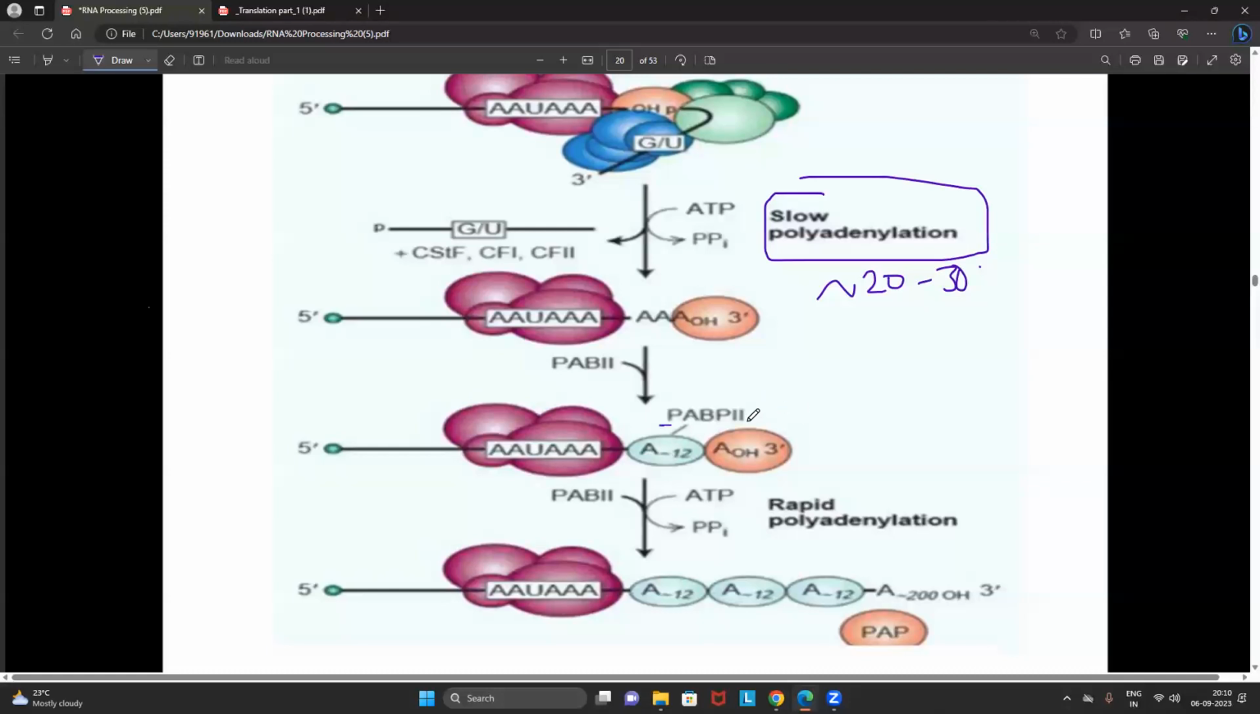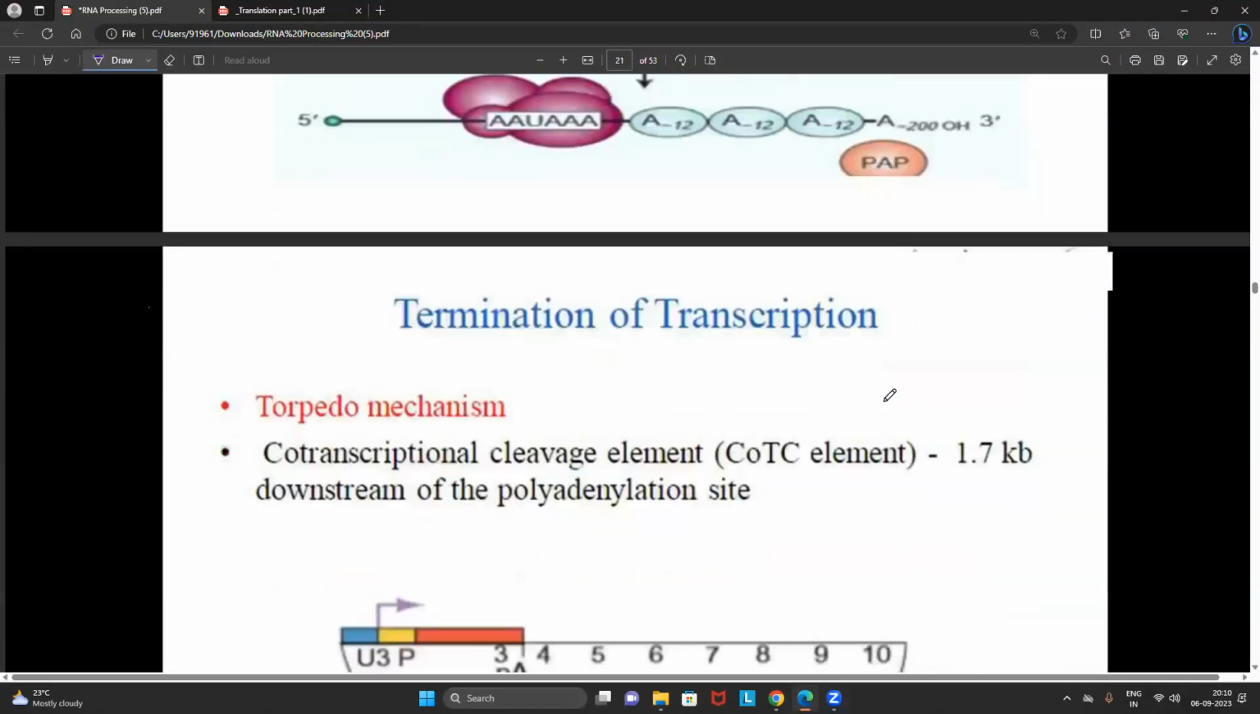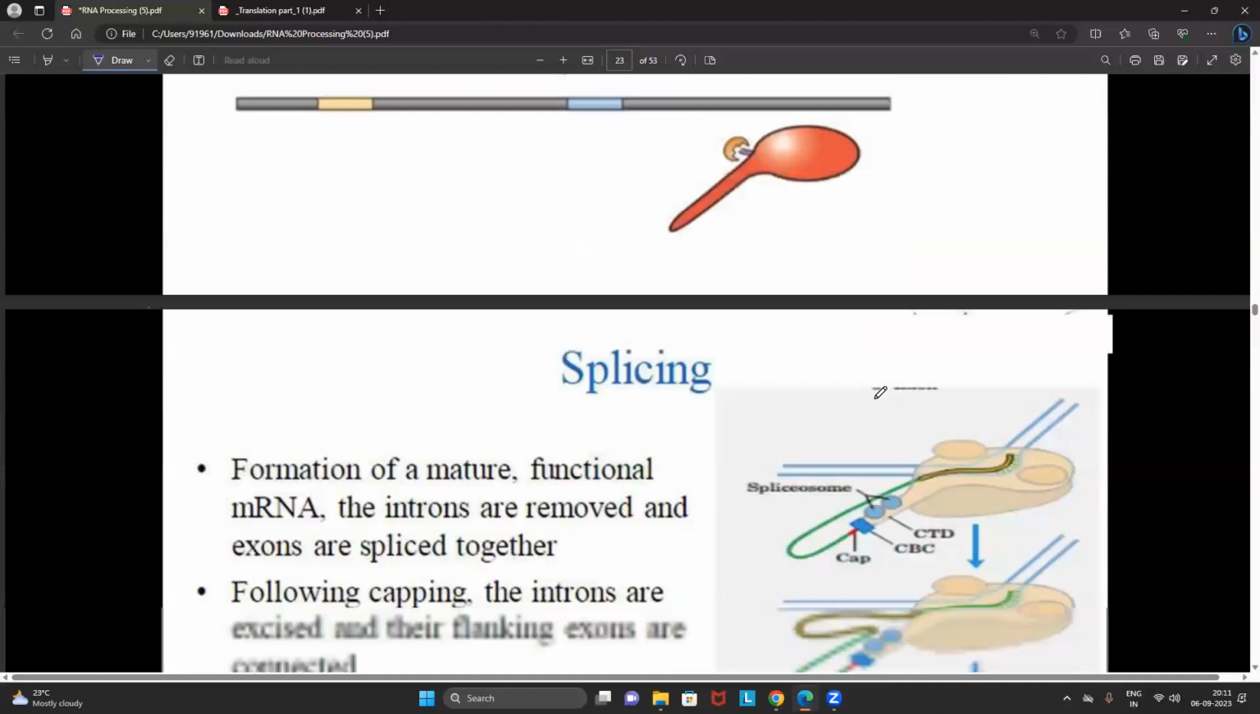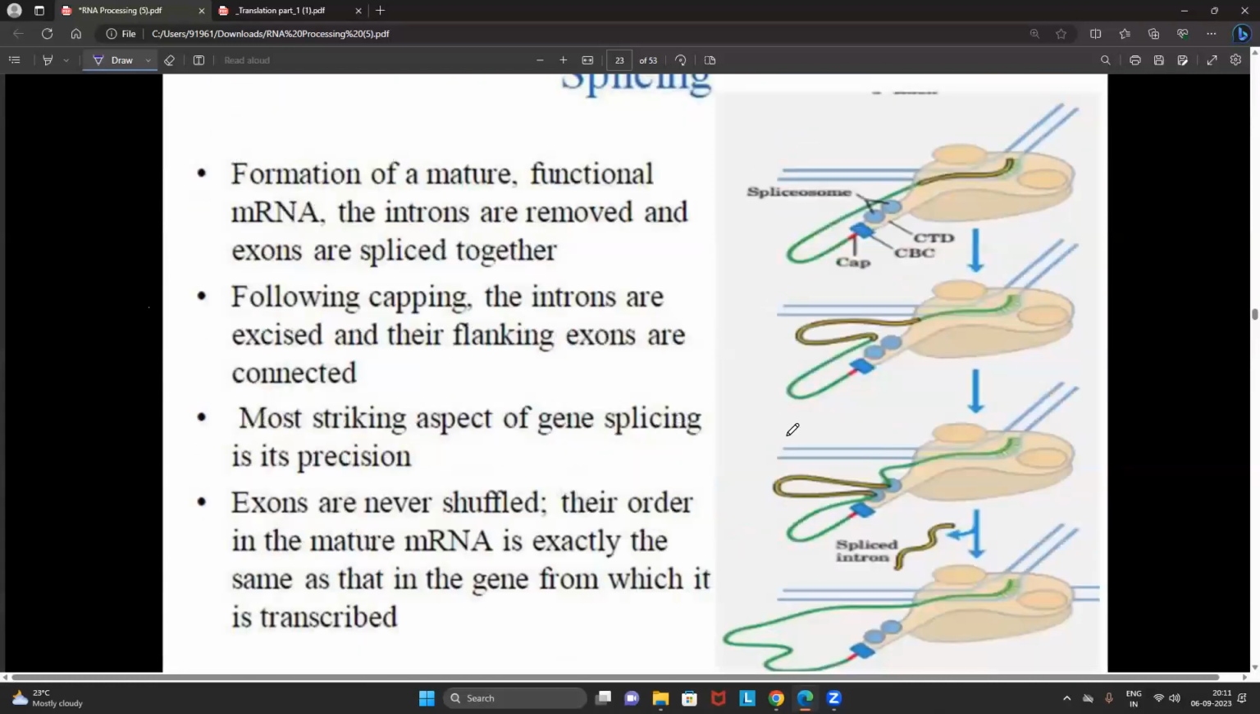Immediately, friends, whenever the poly A polymerase is associated with the PABP2, remember all the students, rapid polyadenylation will take place. Please don't get confused with that particular point. This is what we can call polyadenylation, a very simplified mechanism.